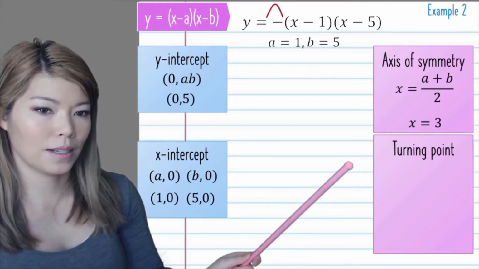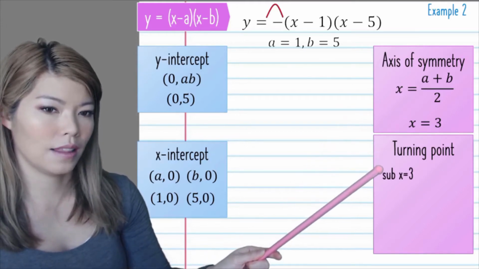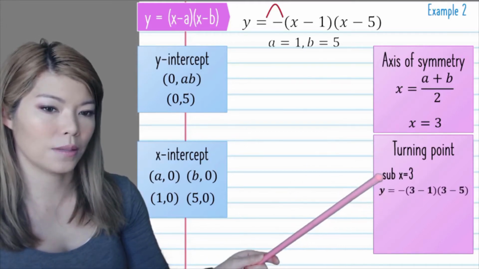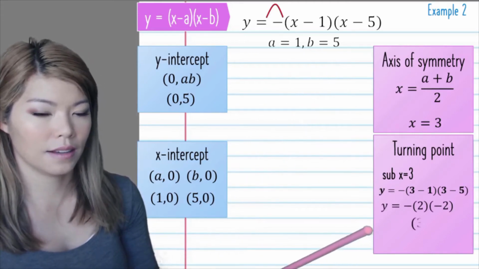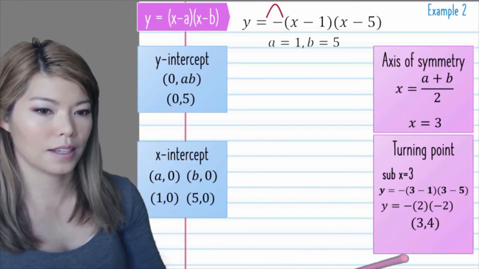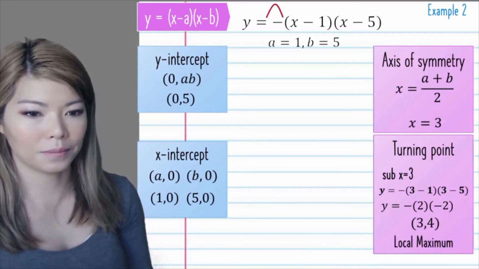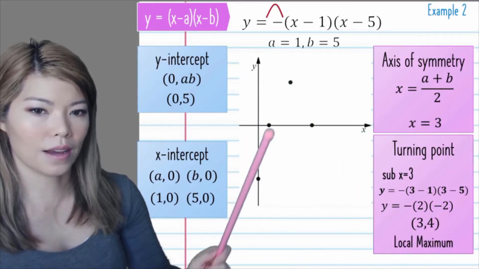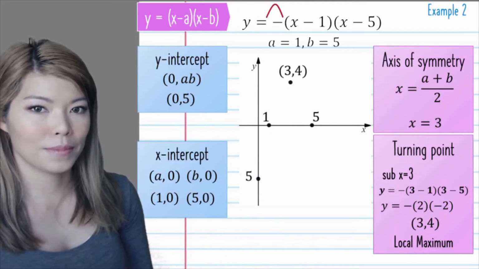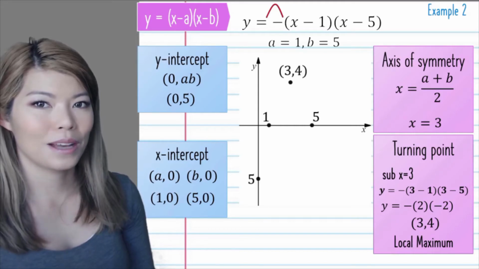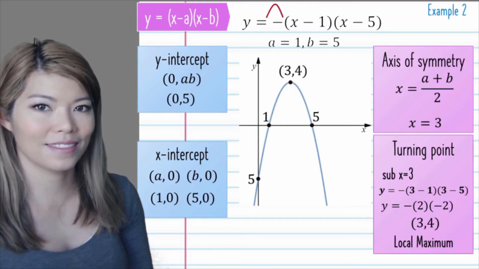The turning point is the axis of symmetry, the x value, and then the y value is by subbing it in. So subbing 3 into that equation gives us 4. So that's the turning point. Now we can sketch that. So here we have the 4 points, the turning point, the x-intercepts, and the y-intercept. Put a line through that and we have our graph.